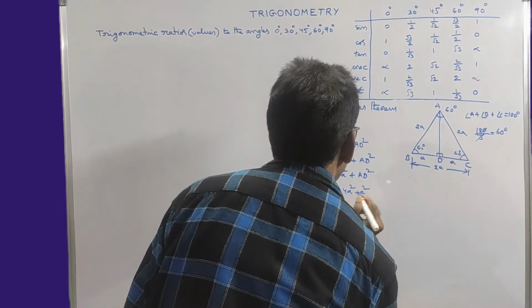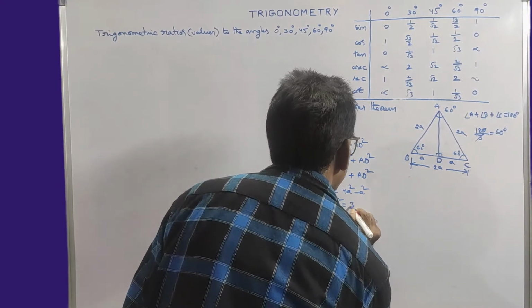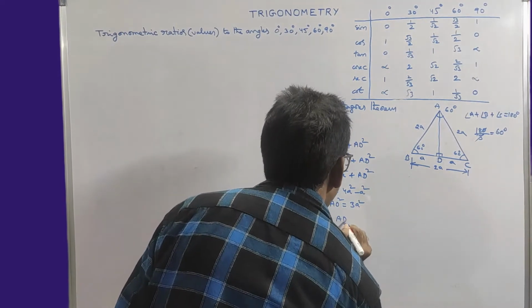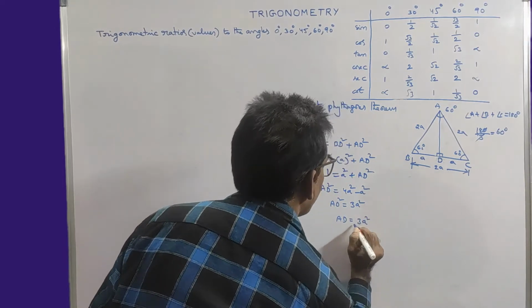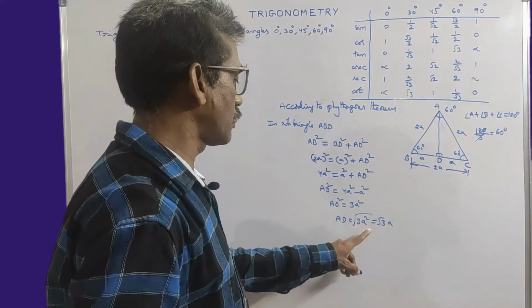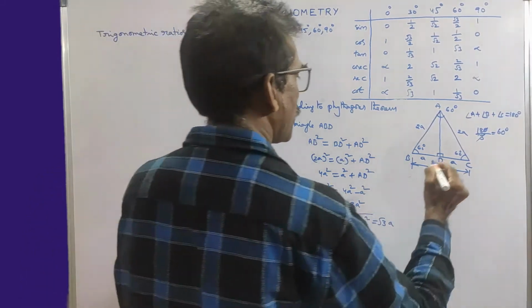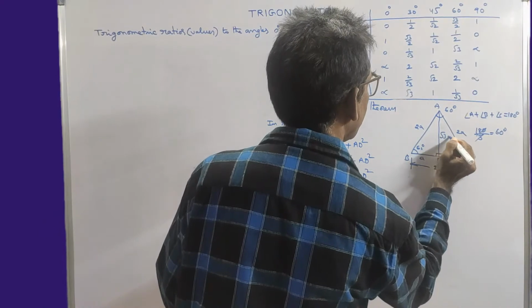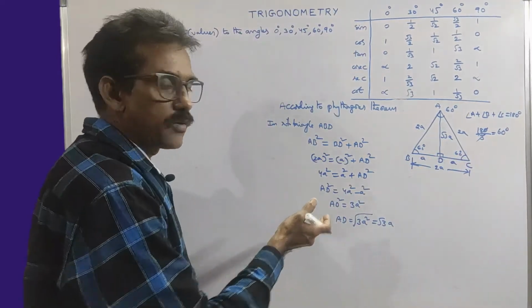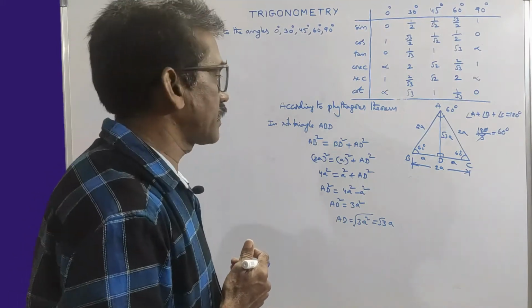4A square minus A square. AD square is equal to 4A square minus A square, which is 3A square. Now we want only AD, so the square root of 3A square, that is root 3 A. For root 3 we don't know the root, only root 3. For A square, the root is A. So the AD value is root 3 A. Like that we can find the side AD by using the Pythagoras theorem.